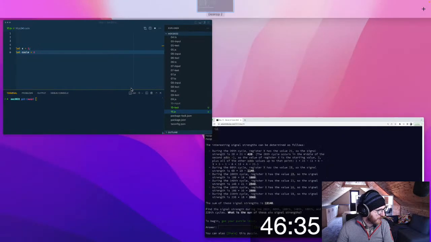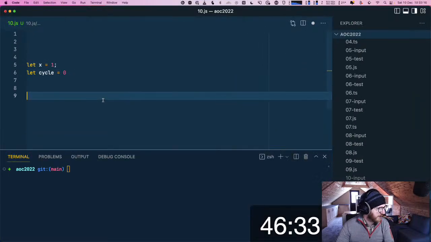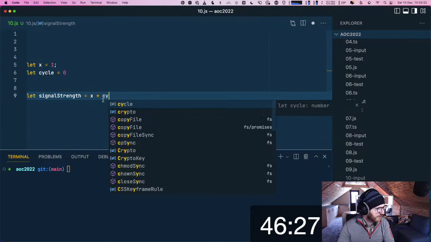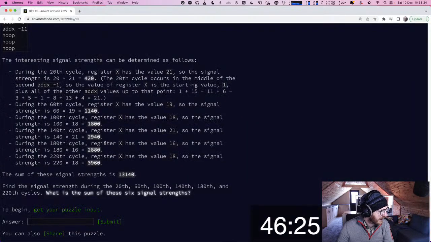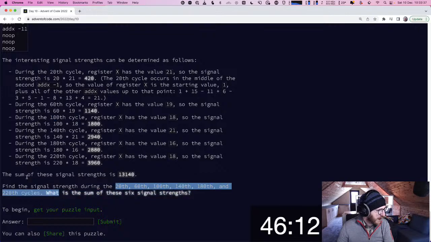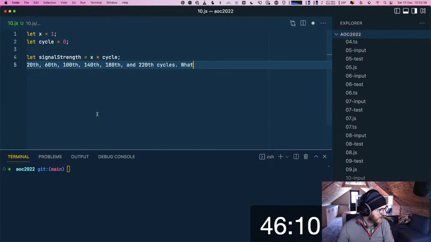And so at some point we want to do the signal strength. We're saying the signal strength is X times the cycle. I think that's what that's saying. And we want it to happen on the 20th, 60th, 100th, 140th. It says, find the signal strength during the 20th, 60th, 100th, 140th, 180th, and 220th cycles. Okay, interesting. What is the sum of these signal strengths? So these are the ones we want.